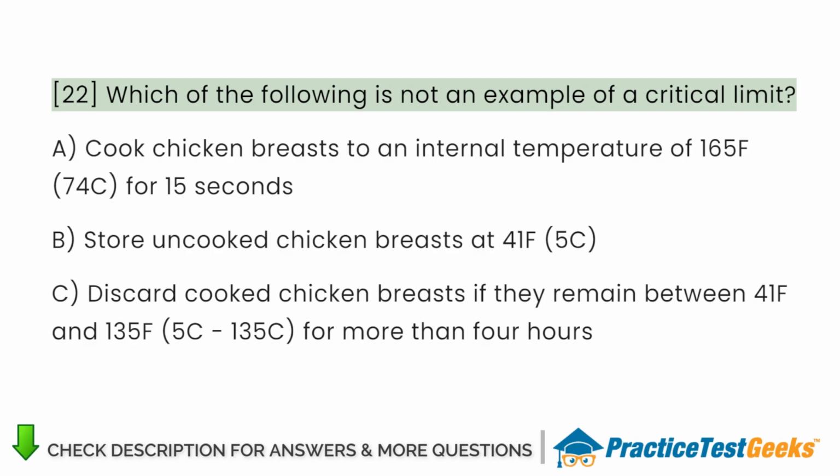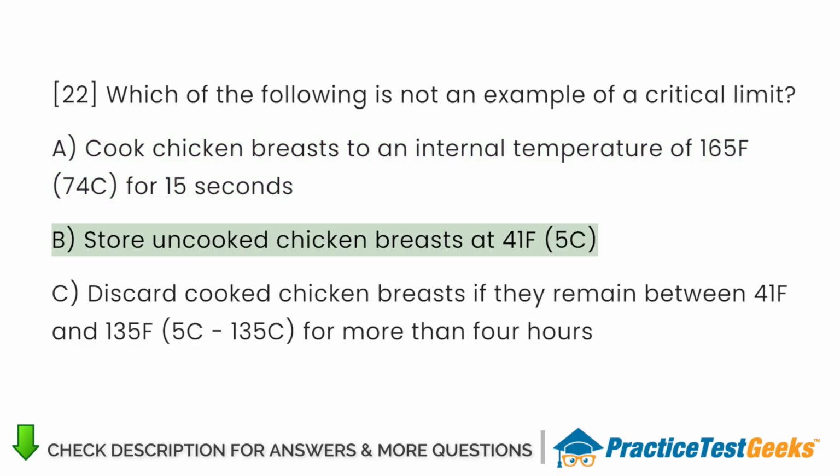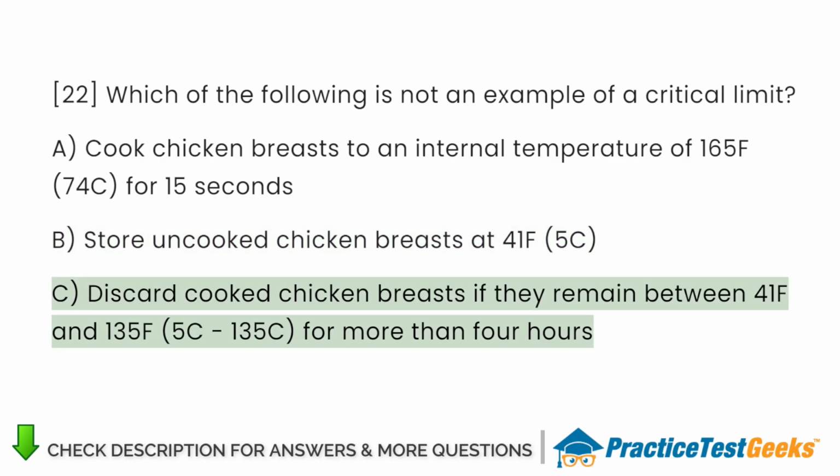Which of the following is not an example of a critical limit? A. Cook chicken breasts to an internal temperature of 165°F, 74°C, for 15 seconds. B. Store uncooked chicken breasts at 41°F, 5°C. C. Discard cooked chicken breasts if they remain between 41°F and 135°F, 5°C and 57°C, for more than 4 hours.